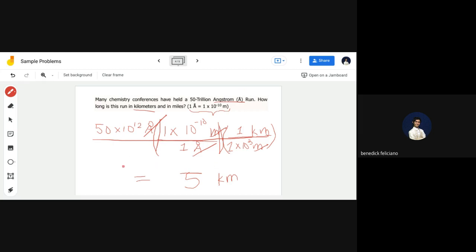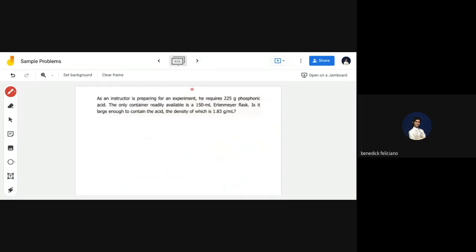Thus, we already converted it from angstrom to kilometers. So that's how we use dimensional analysis in performing calculations. Let's try it out again in another example.